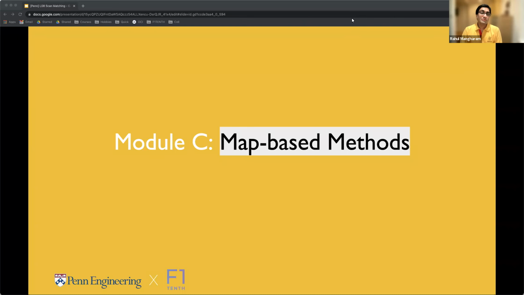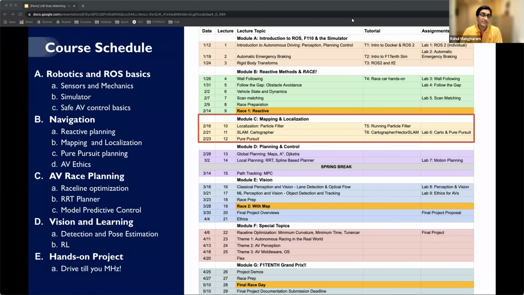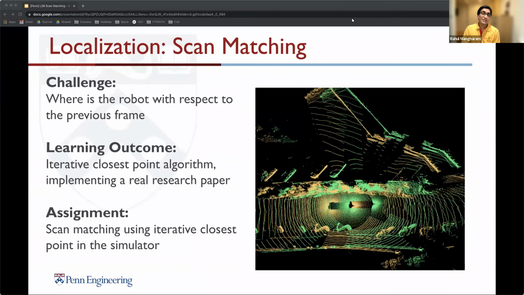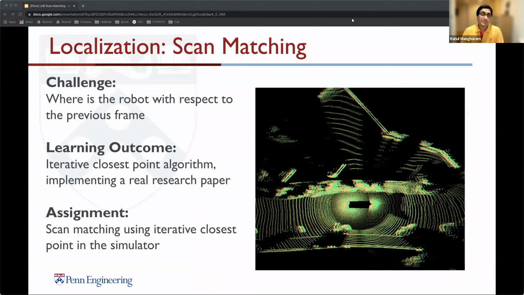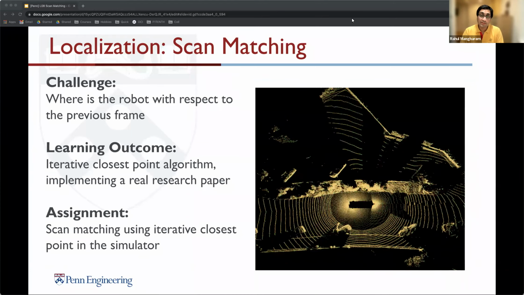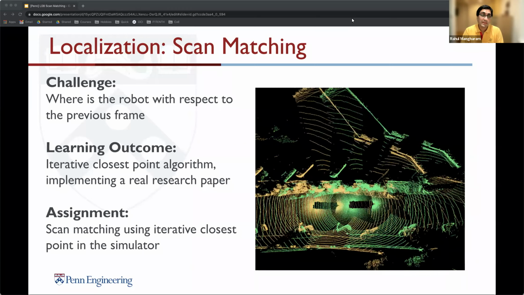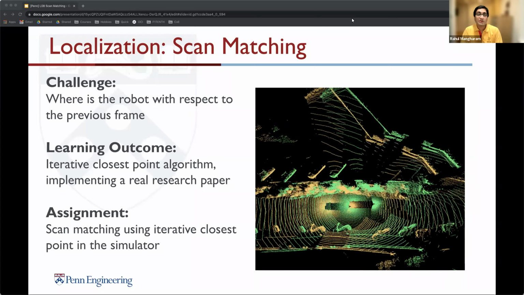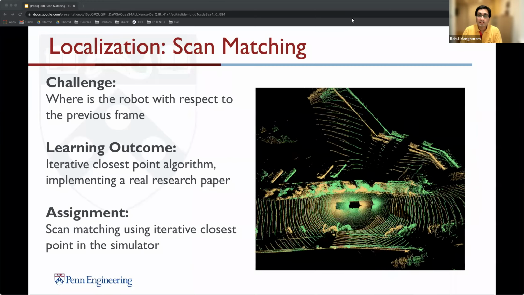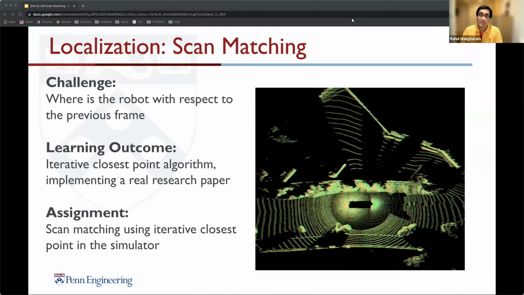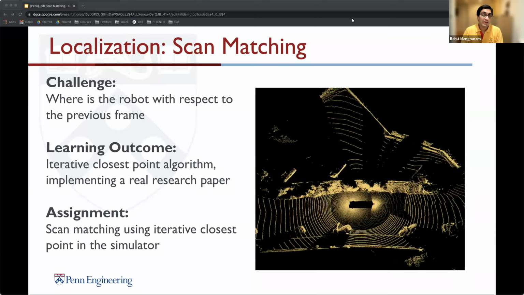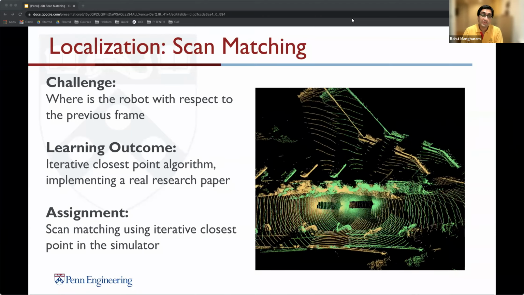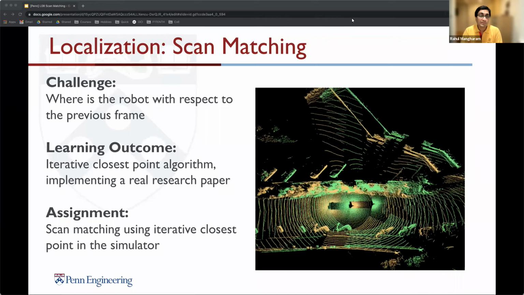We now move to Module C, focused on map-based methods. And as we can see in the syllabus, scan matching will prepare us for localization, SLAM, and motion planning within a mapped world. In localization, our goal is to determine the position of the ego vehicle, that's yourself, with reference to the world frame. Scan matching is a key building block for most SLAM algorithms which use laser rangefinders or RGB and depth cameras. We will dive into the concepts and implementation of the iterative closest point algorithm and its variations.